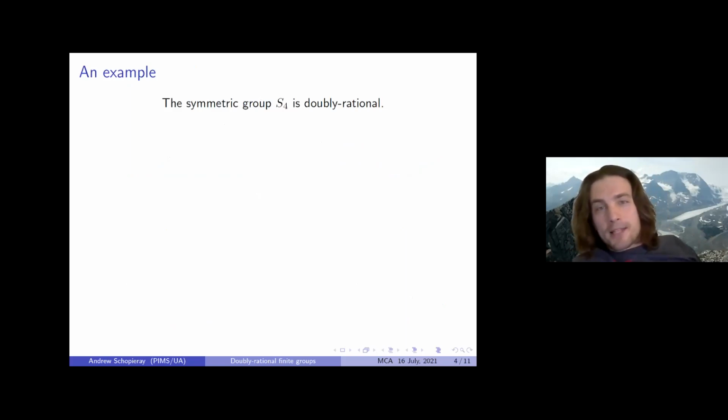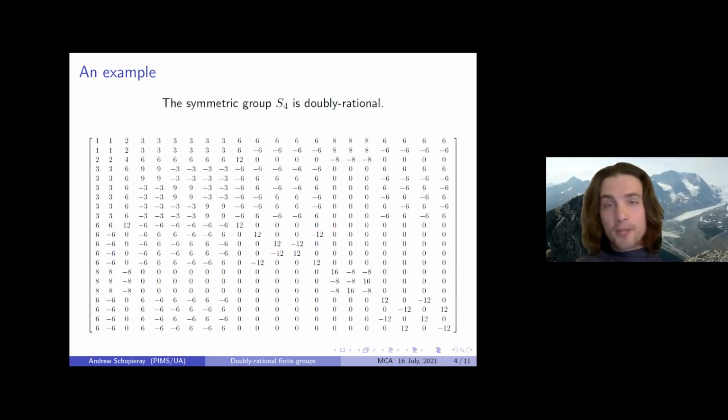An example of this is S4. We're not allowed to include primes 5 and greater, so the symmetric group that's largest that we can include is S4. And sure enough, it's a rational group, but it's also a doubly rational group as well. And you can explicitly compute the S matrix of the double, and you get the following.